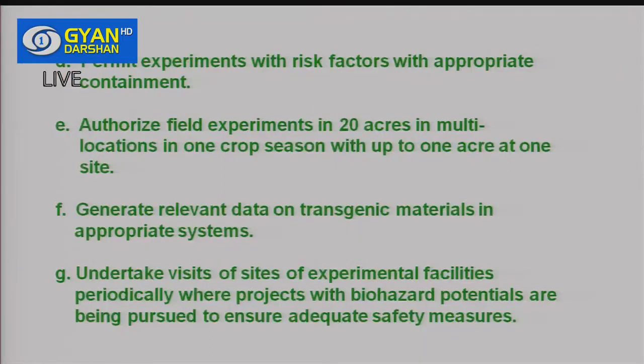Permit experiments with risk factors. Authorize field experiments in 20 acres in multi-locations in one crop season. Generate relevant data on transgenic materials, and undertake visits of sites of experimental facilities periodically.